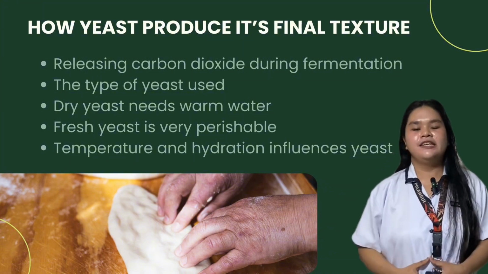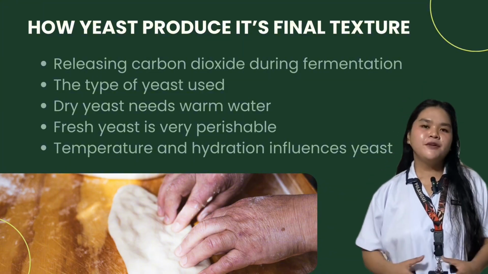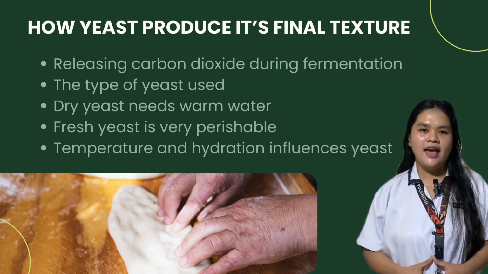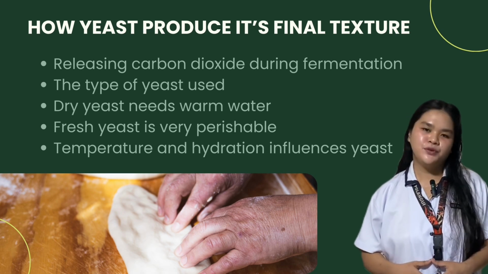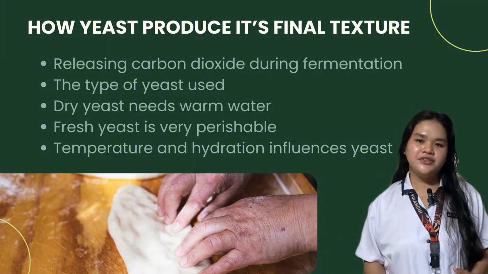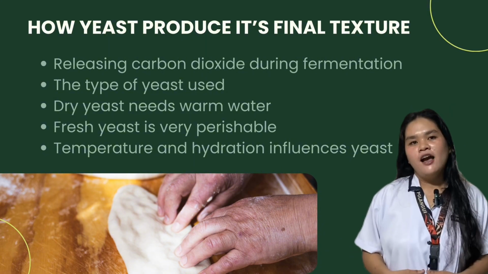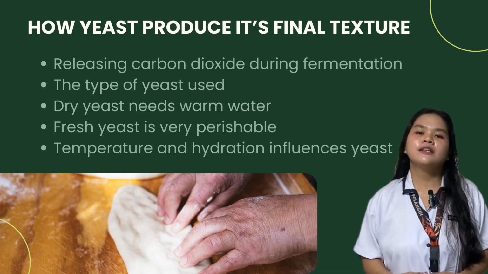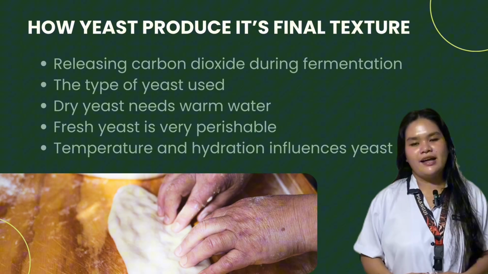Second, the type of yeast used. The type of yeast you choose affects how quickly the dough rises and how much gas is produced. And lastly, temperature and hydration influence yeast. Warmer temperatures speed up yeast activity, while cooler temperatures slow it down.